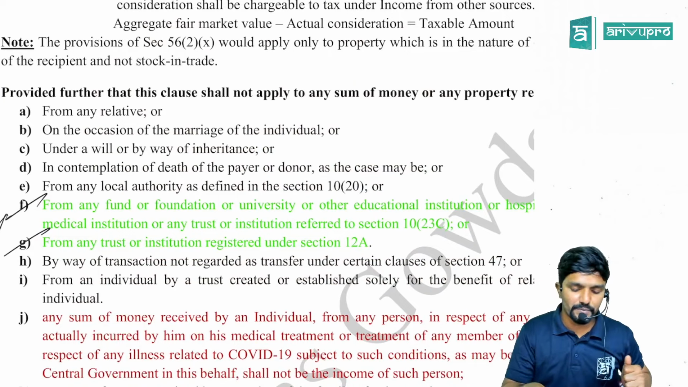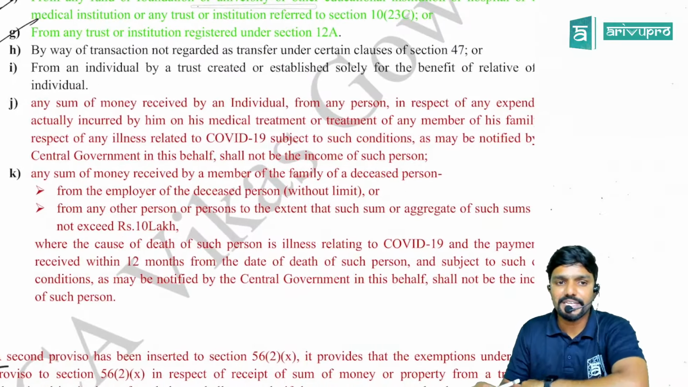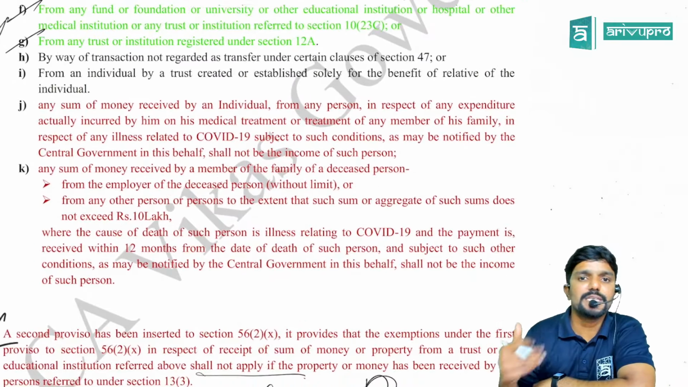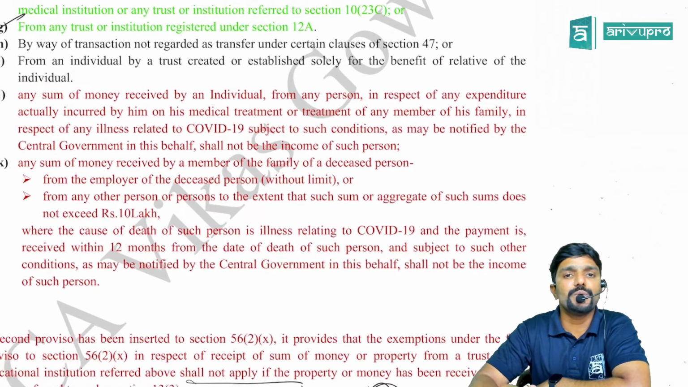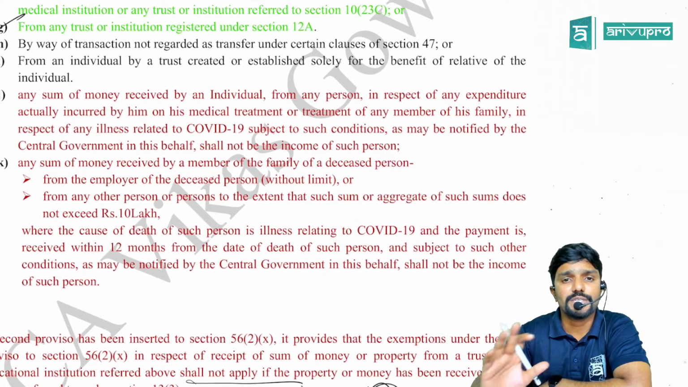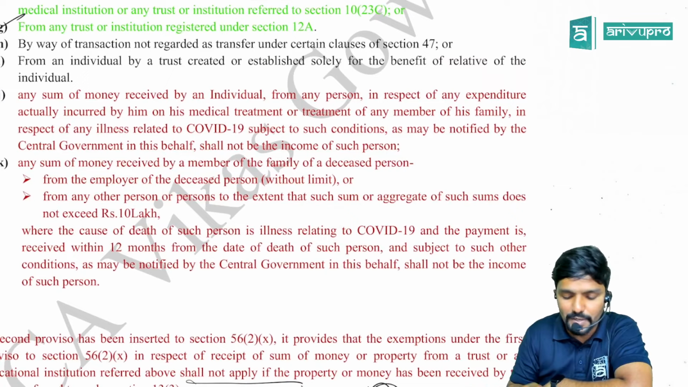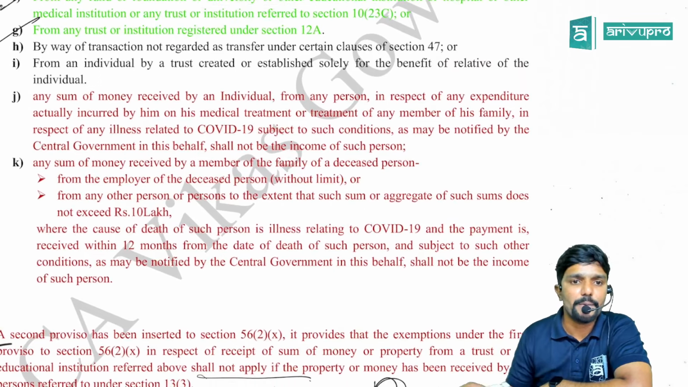Clear? Yes. Then there are two more additions in the list, two more exemptions they have added. Means even in the following cases, section 56(2)(x) will not be applicable. Which are those two cases?